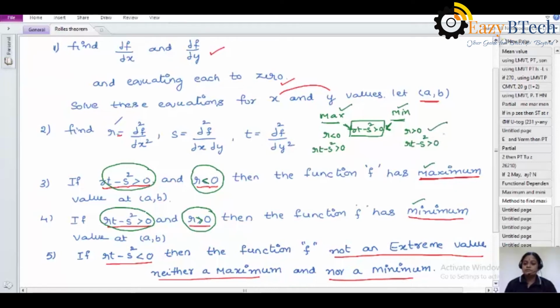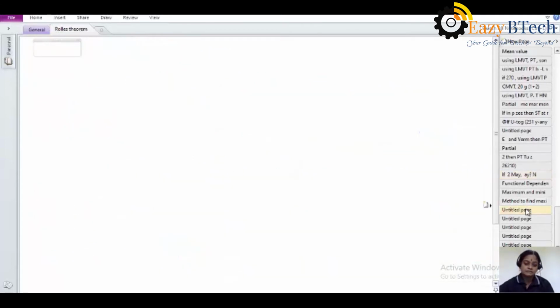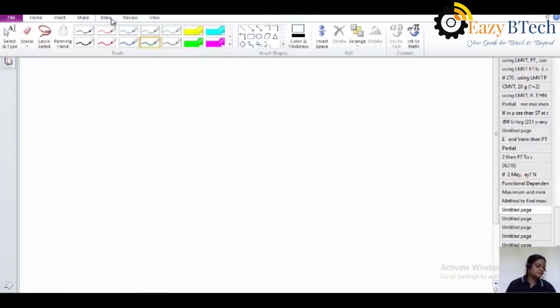If both are greater than 0, then the function has minimum value, and if one value is less than 0 and one value is greater than 0, then you can say that the function has maximum value. So you have to remember these key points when we are doing the problem here, okay. So coming to the problem related to this topic, maximum and minimum. And now the question here I am writing.